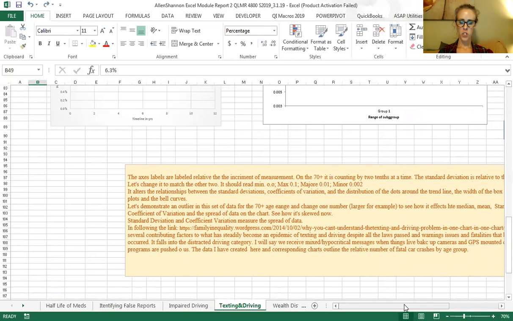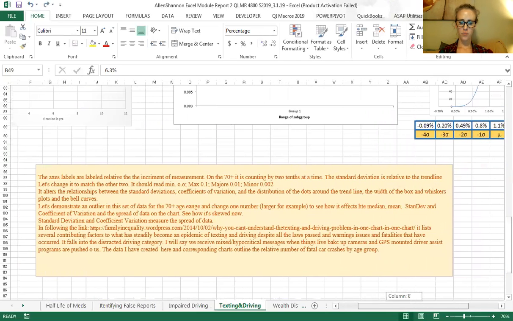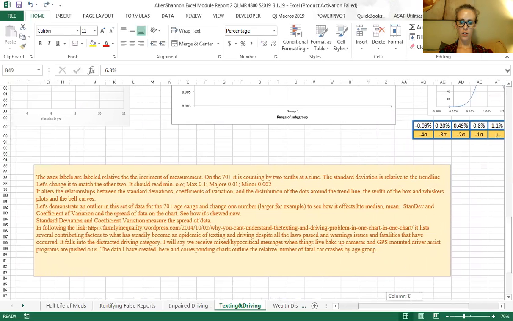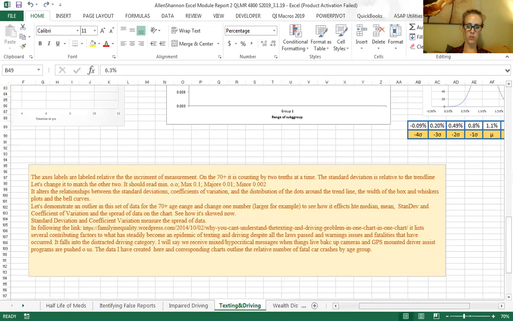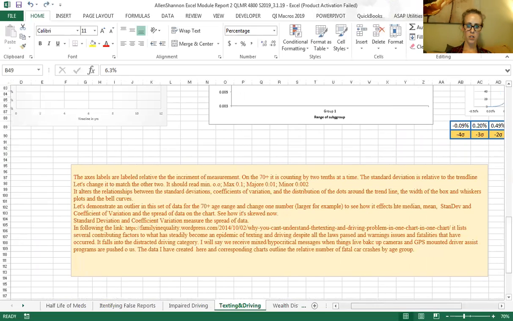So that's a demonstration of the outlier. Standard deviation, coefficient of variation, and the spread of data on the chart all drastically change if you change that number. Sometimes just a little bit. Here I did it a lot just for demonstration purposes.